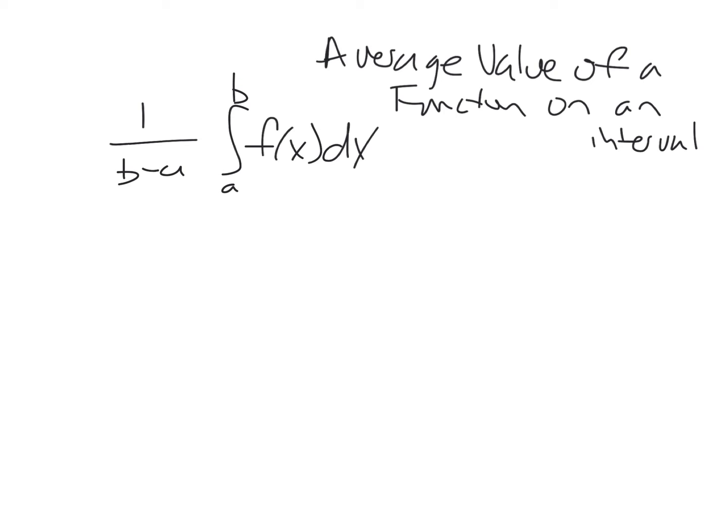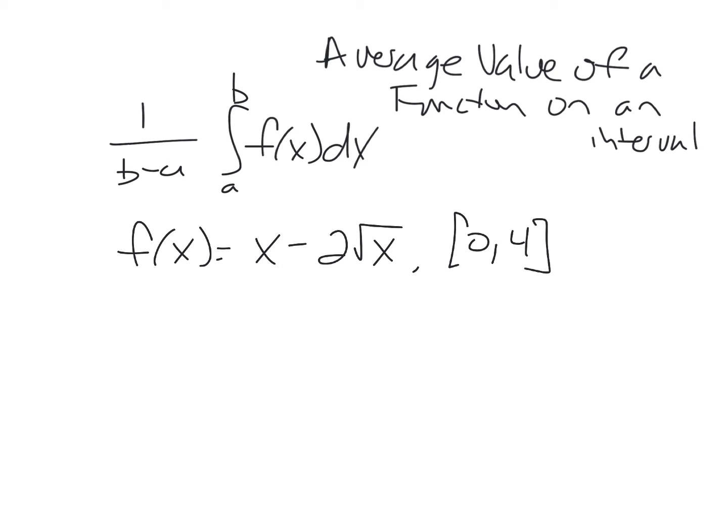We will do some examples, and the same rules apply. We can integrate f on the closed interval a to b. And the average value function is this. So we have an example of f of x here being equal to x minus 2 square root of x, and integral 0 to 4. So I'm going to have 0 to 4 of x minus 2 radical x. So outside of it's going to be 1 over 4 minus 0, which is 4.